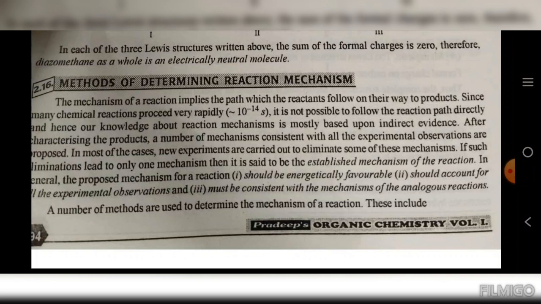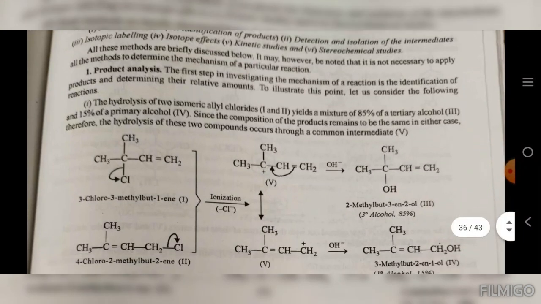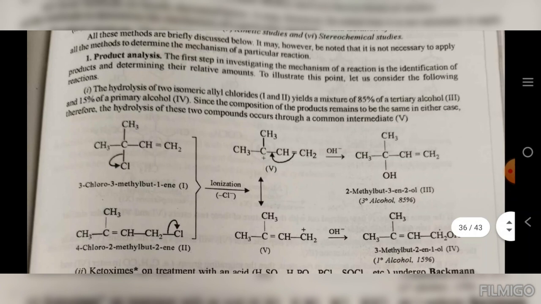A number of methods are used to determine the mechanism of a reaction. This includes product analysis, identification of products, detection and isolation of the intermediates, isotopic labeling, isotope effects, kinetic studies, and stereochemical studies. All these methods are briefly discussed below. It may, however, be noted that it is not necessary to apply all the methods to determine the mechanism of a particular reaction. Product analysis.